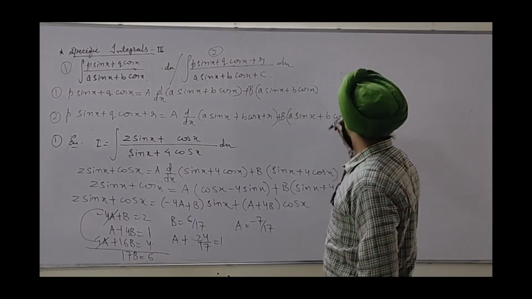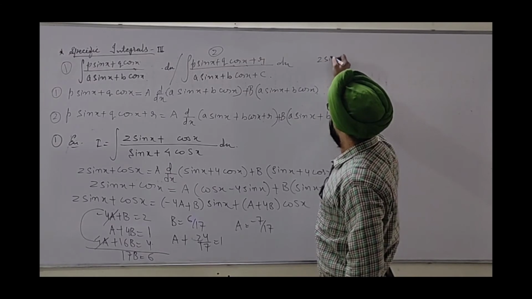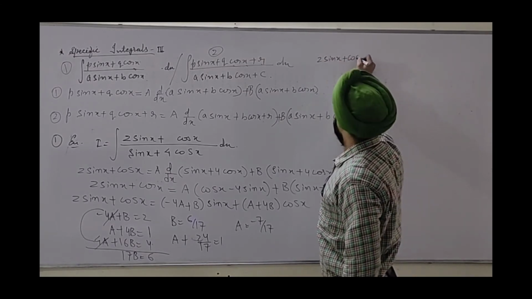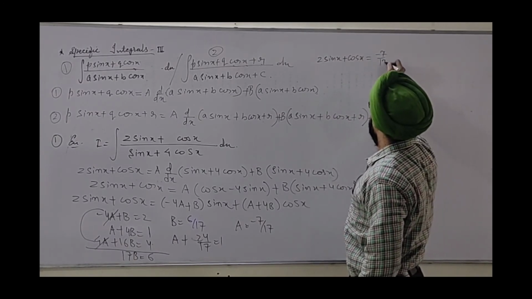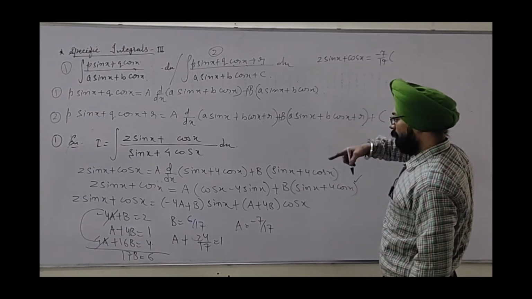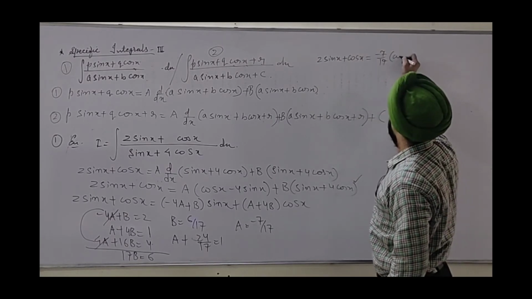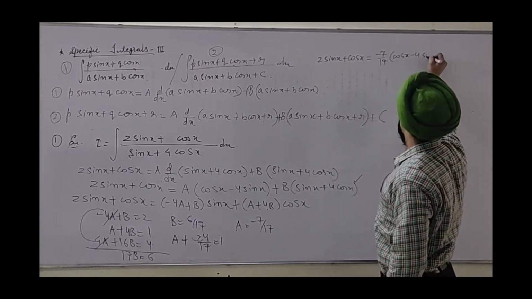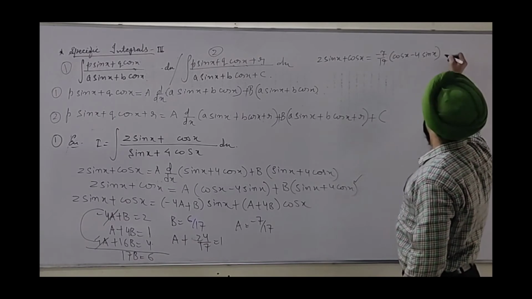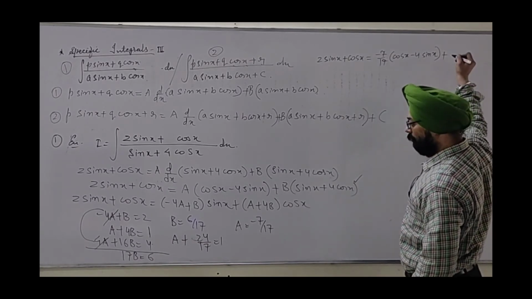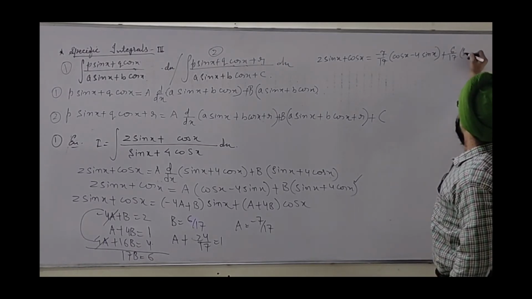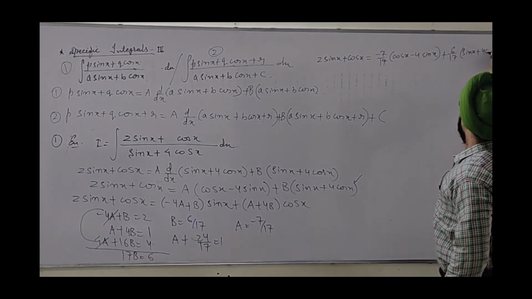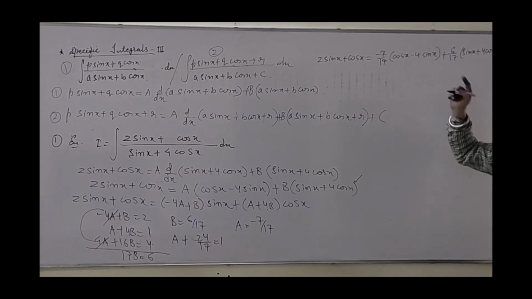2 sin x plus cos x can now be written as minus 7 upon 17 (cos x minus 4 sin x) plus b, which we have got as 6 upon 17 (sin x plus 4 cos x). This is the value of the numerator only.